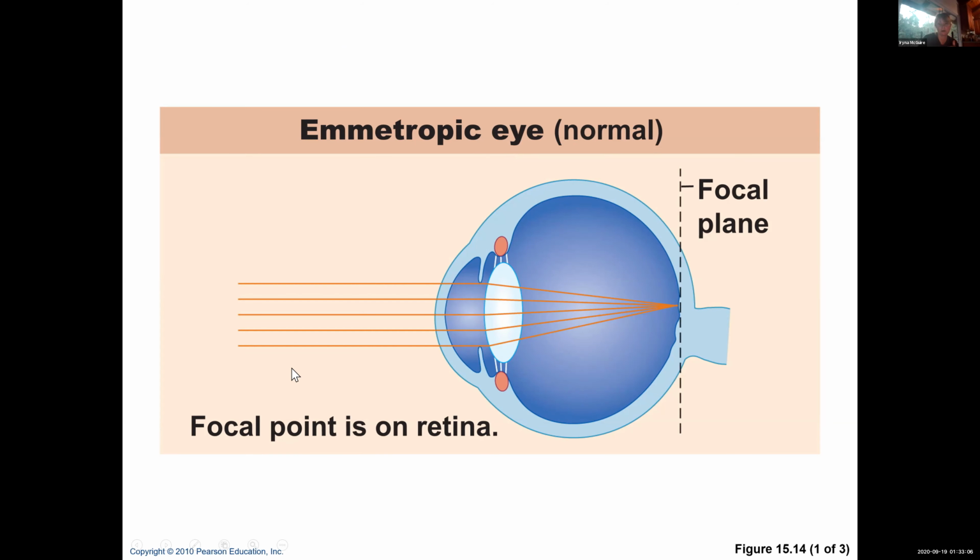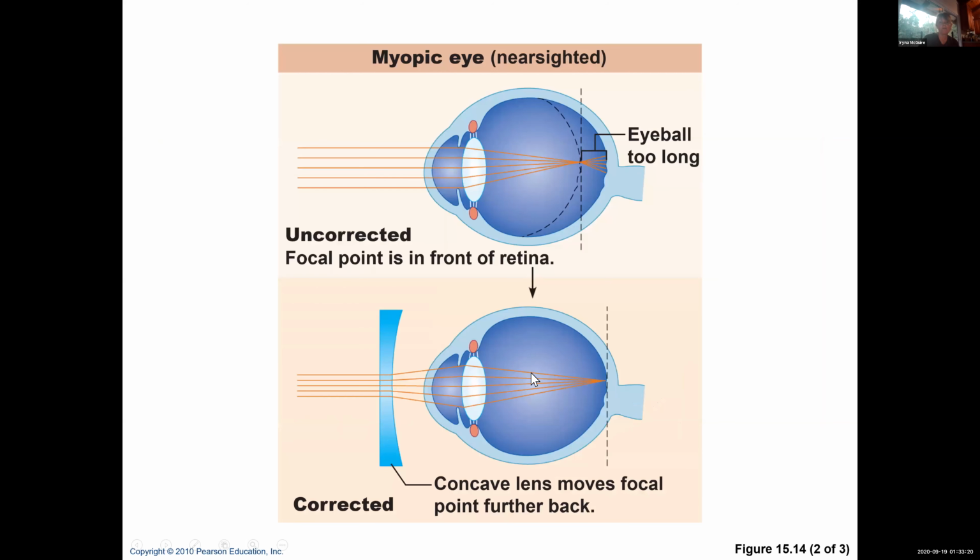So this is a normal emmetropic eye. Here we have light rays that refract and focus right on the retina. So that's all normal. Now, with a myopic eye, remember the eyeball is too long, and the focal point is in front of the retina. Nearsightedness is focusing too close. It doesn't reach the retina.